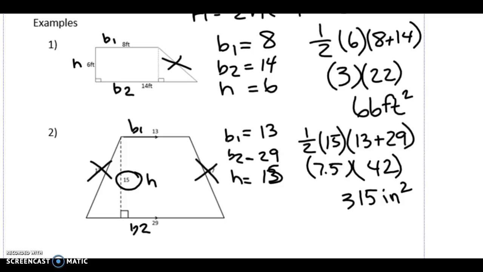Okay, on your paper, you've got 2 more examples. Solve those 2 examples and also make sure that you fill out the part where I'm asking you to explain in your own words why the equation for a trapezoid is what it is.